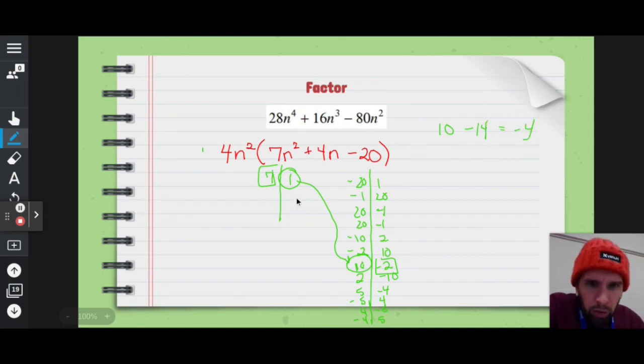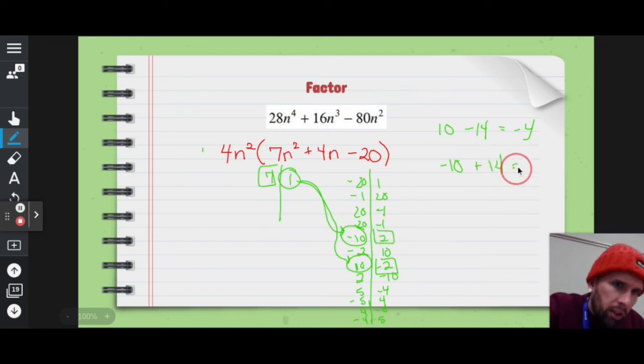So it's got to be this one. Well, hold on. It's got to be the negative 10, positive 2. I'm thinking it's that one. 1 times negative 10 is negative 10. 7 times positive 2 is positive 14. That's the guy.